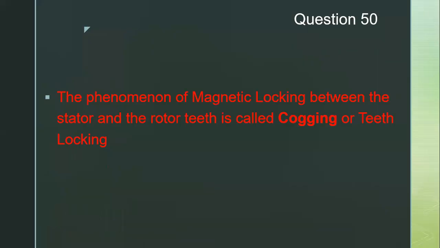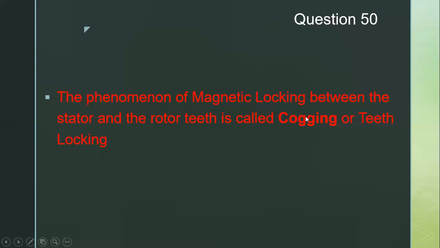So what is cogging? The phenomenon of magnetic locking between the stator and rotor teeth is called cogging or teeth locking. It is also known as refusing to start. When starting an induction motor, there is some problem and it refuses to start. That is known as cogging. It is an interlocking between the stator and the rotor. So magnetic interlock is the reason.